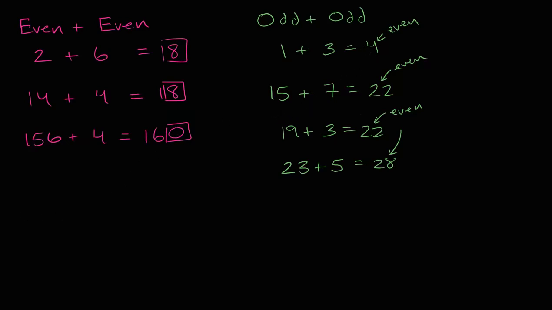Now let's think about one last combination. What about an even plus an odd? So let's say I have 2 plus 1. Well, what is that going to be? Well, that's going to be equal to 3. That's going to be an odd number. Well, what about 4 plus 3? Well, that's equal to 7. That's equal to an odd number.